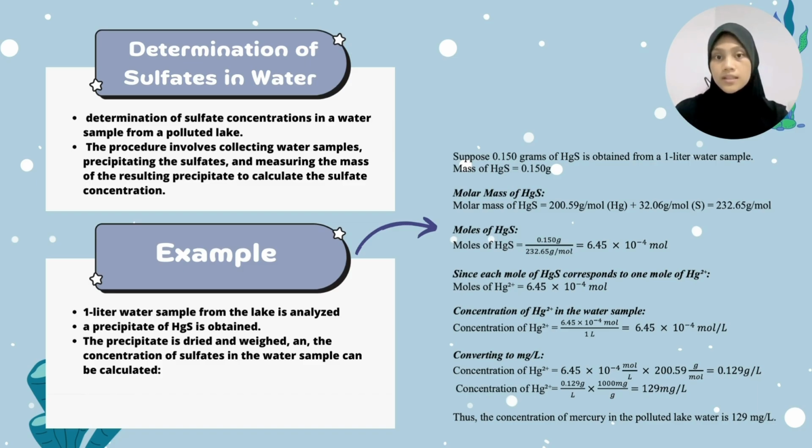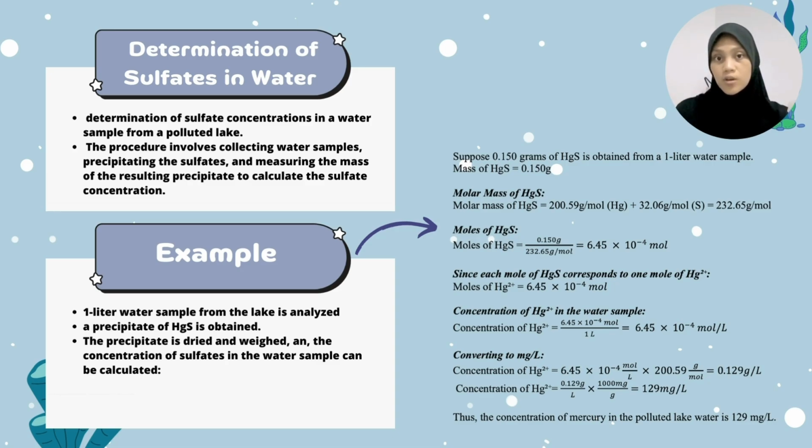For a 1 liter water sample, we first obtain a precipitate of mercury sulfide. This precipitate is then dried and weighed. In our example, the weight is 0.150 grams. The molar mass of HgS is the sum of the molar masses of mercury and sulfur, giving us 232.65 grams per mole. By dividing the mass of HgS by its molar mass, we determine the moles of HgS, which is approximately 6.45 times 10 to the power of negative 4 mole.